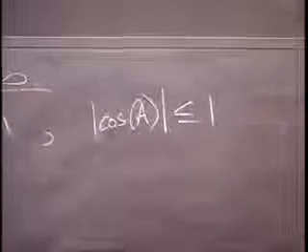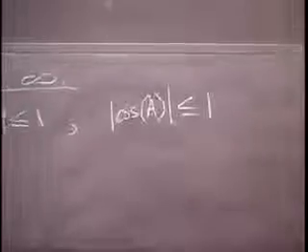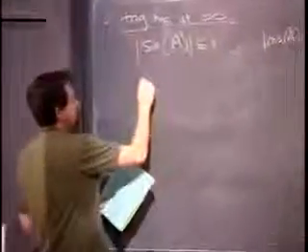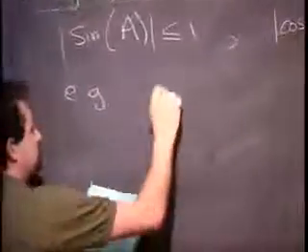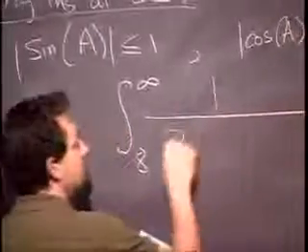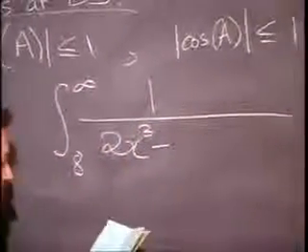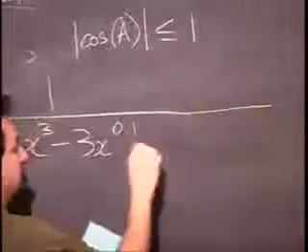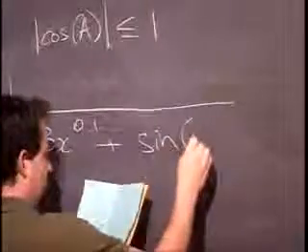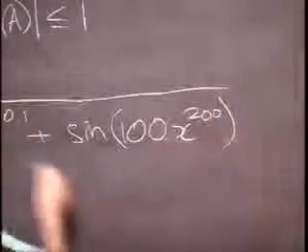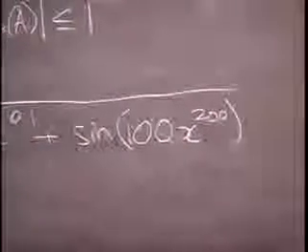Well, what good does that do you? It does allow you to solve certain problems such as this. The integral from 8 to infinity. It's almost the same problem. 1 over 2x cubed minus 3x to the point 1. But I am now going to add on sine of 100x to the 200, dx. So it's very, very similar to the other problem.